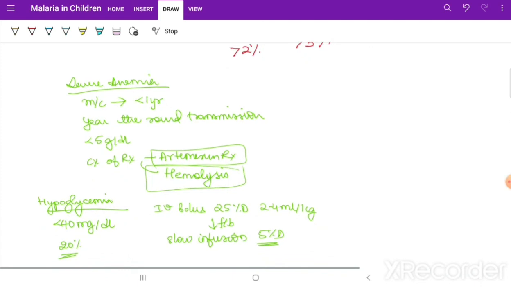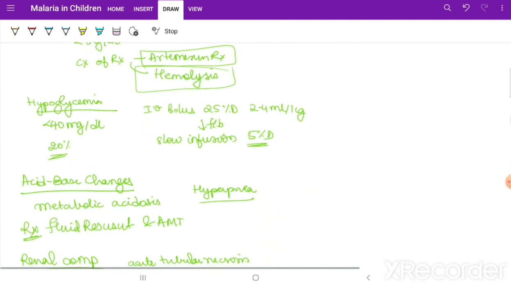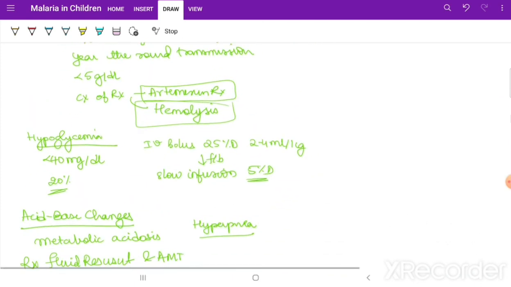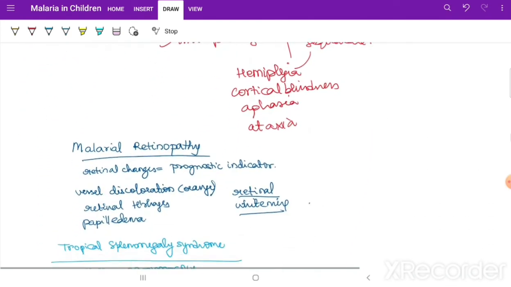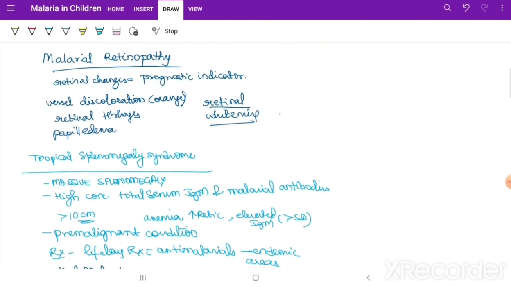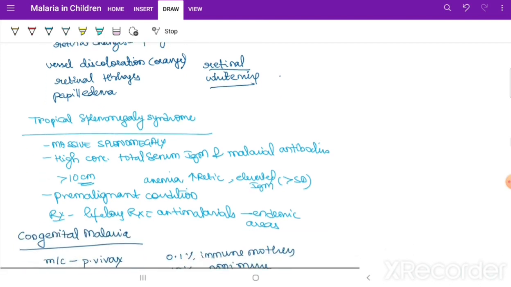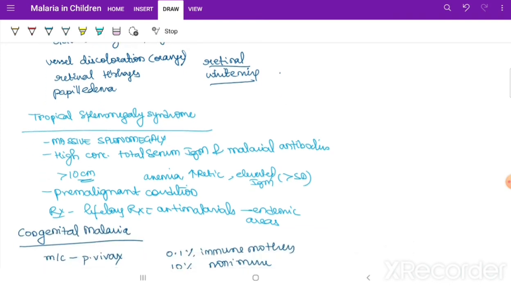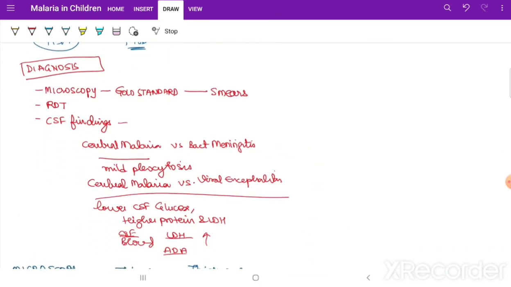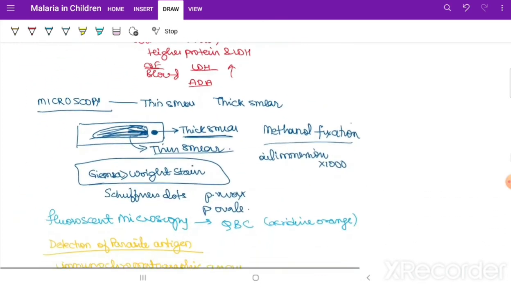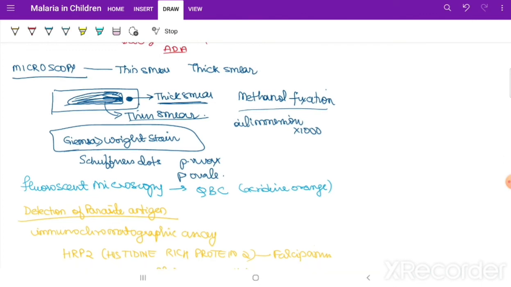And then we have described a little about each of the complications, like severe anemia, hypoglycemia, acid base changes, renal complications, respiratory complications, cerebral malaria, malarial retinopathy, a little detail, I have shown you photos also. And then we discussed tropical splenomegaly syndrome, the congenital malaria. Then today we spoke about the diagnosis, the microscopy, how the smears are made and what we see in that. So I forgot to tell one thing over here.